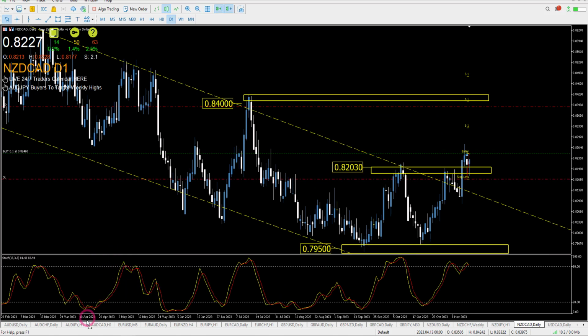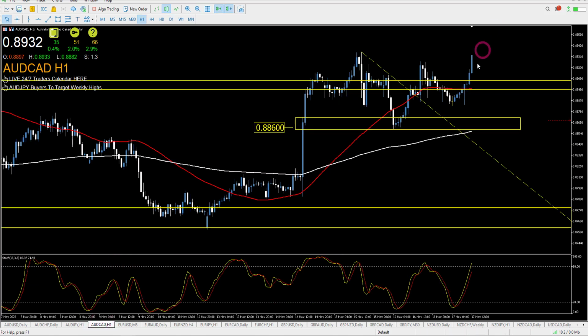Let's go on to those charts of interest then, so Aussie CAD being one of those. Now obviously this is a little bit different to Kiwi CAD. We did get the close above the 50 moving average yesterday. I was kind of watching this area down through here as well. What I expected at the time was a lower high to form, a pullback into this area, and then we were going to look to get long at this point.